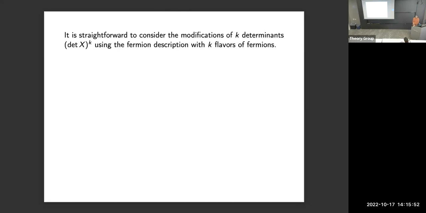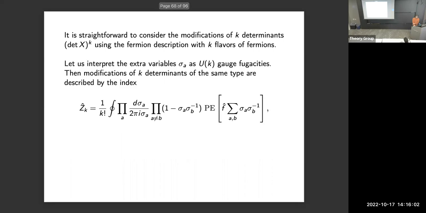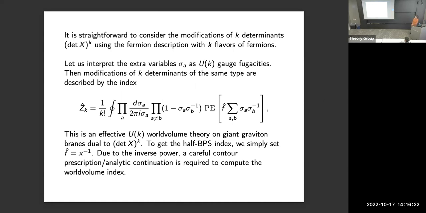Now it's straightforward to consider modifications of k determinants using the fermion prescription with k flavors of fermions, interpreting the extra variables sigma A as U(k) gauge fugacities. Modifications of k determinants of the same type are described by this index. This is an effective U(k) worldvolume theory on giant graviton branes dual to determinant x to the k. To get the half BPS index, we simply set f hat equals x inverse. Due to the inverse power, a careful contour prescription or analytic continuation is required to compute the worldvolume index.